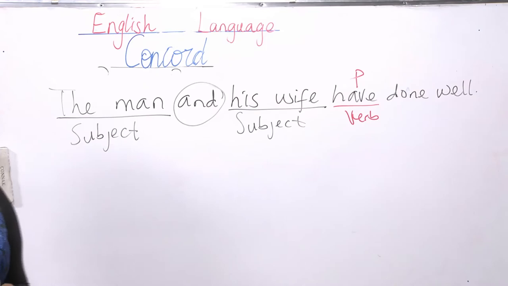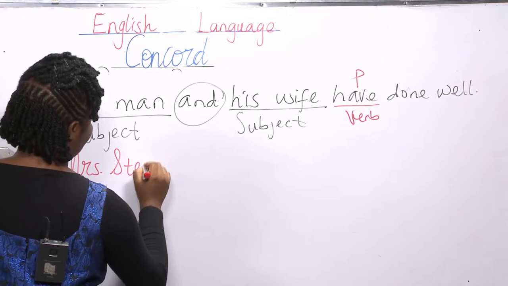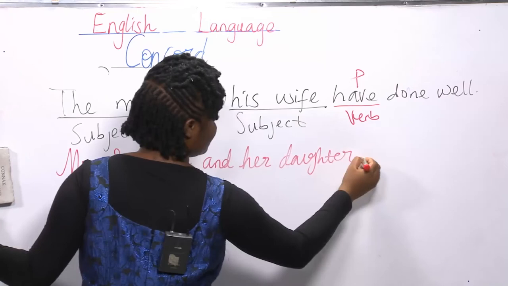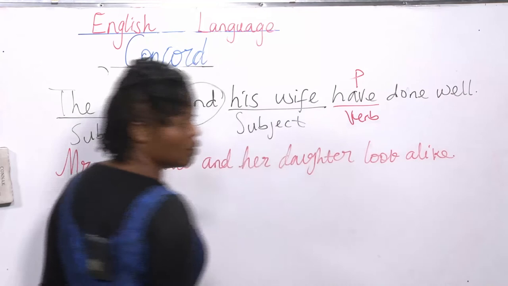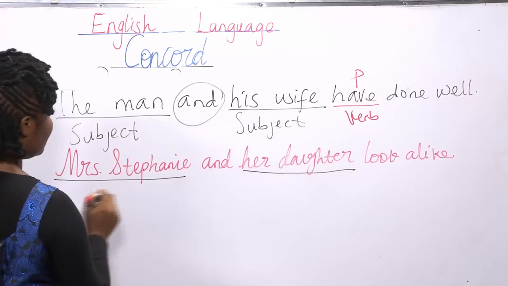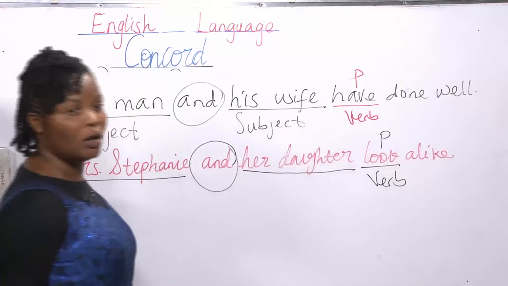Another example. Mrs. Stephanie and her daughter look alike. The two subjects we have here, Mrs. Stephanie. Then the other subject, a daughter. Now, those two subjects are joined together by the conjunction and. And therefore, we have to use the verb that is the plural form, look, not looks.